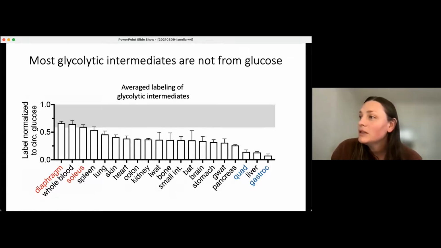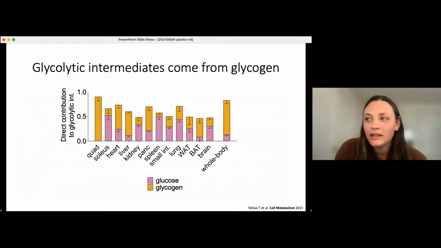But another question we could ask is, where do all of these other glycolytic intermediates come from if they're not coming from circulating glucose? And an obvious place that I talked about previously would be glycogen. So we did pulse chase infusions to measure the contribution from glycogen to these glycolytic intermediates and quantified their direct contributions. And so what you can see is in several tissues, glycogen is a major source of glycolytic intermediates. And a lot of these tissues are very large and have large glycolytic intermediate pools.